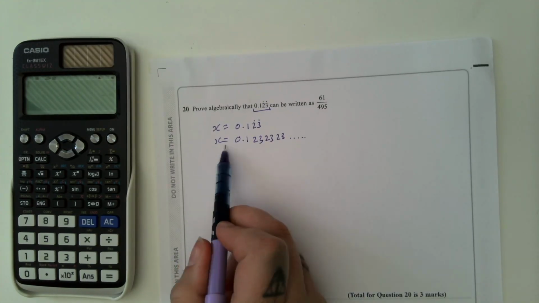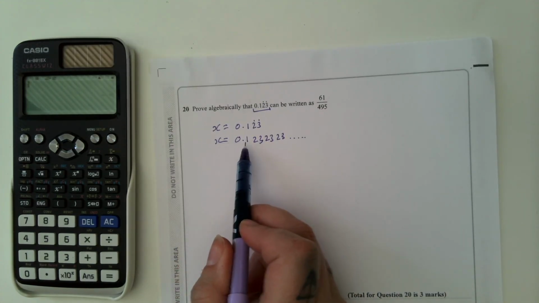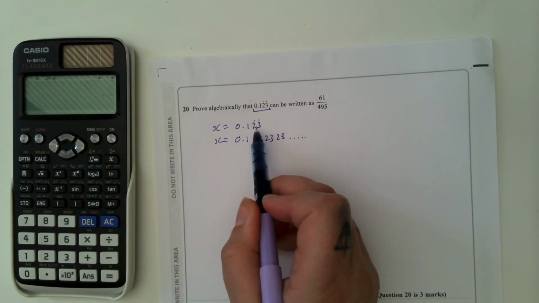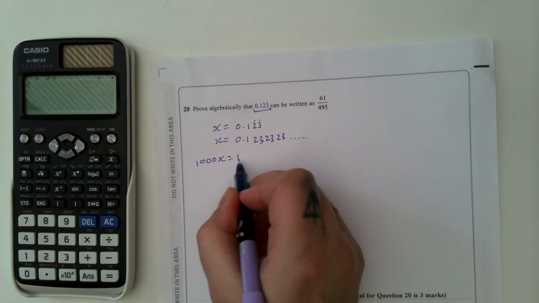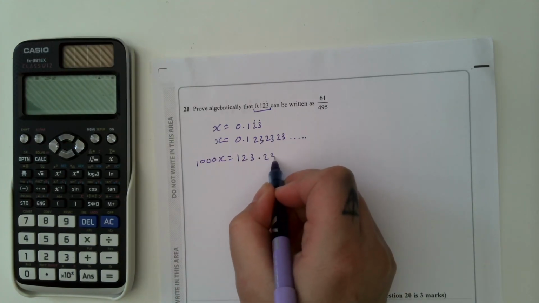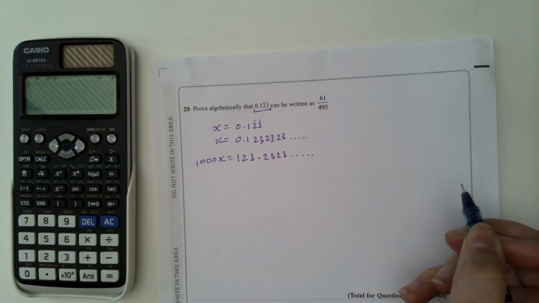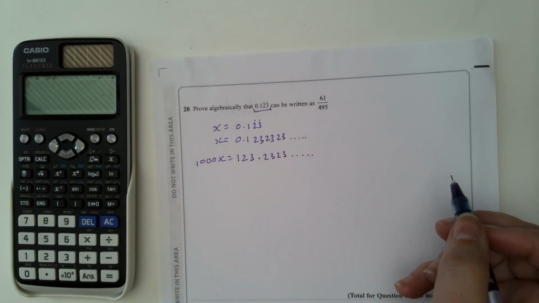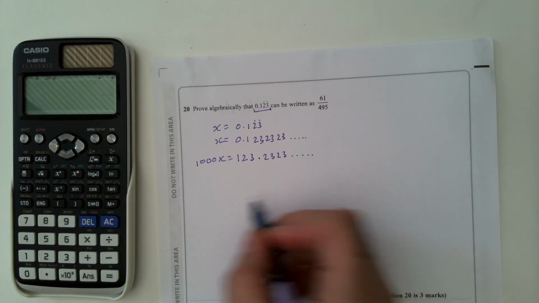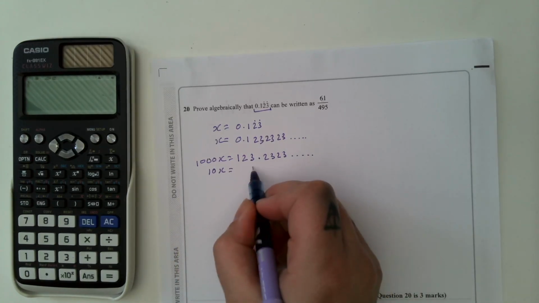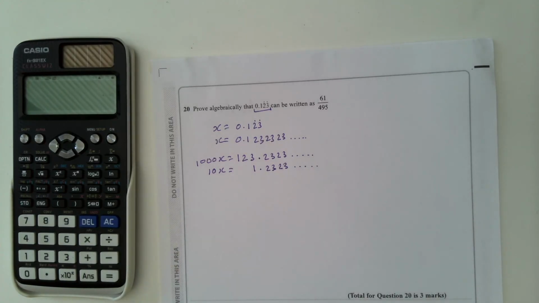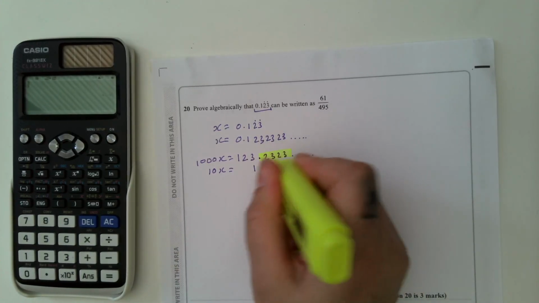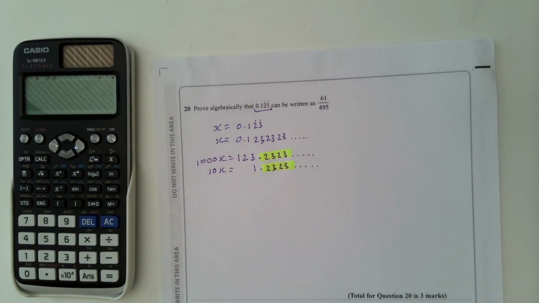Okay, so I'm going to do two different versions of this now. Because I've got 3 digits here, I'm going to do 1000x. If I multiply this by 1000, I get 123.2323 recurring. And then I'm also going to do 10x, because that will give me 1.2323 recurring. And now what you'll notice is the recurring values after my decimal point match exactly.